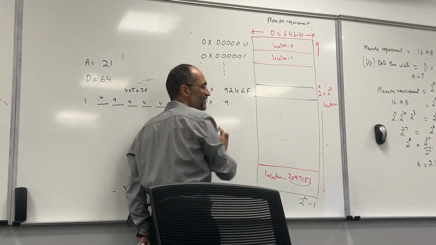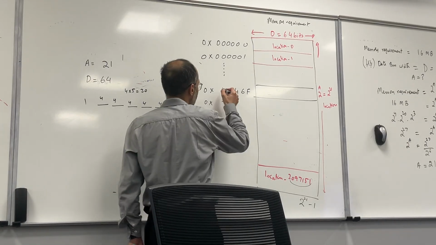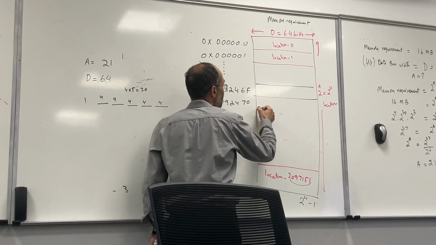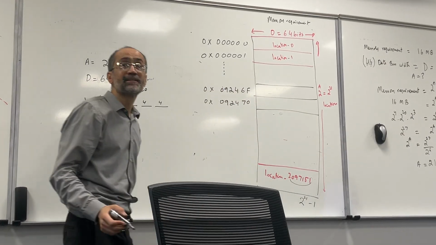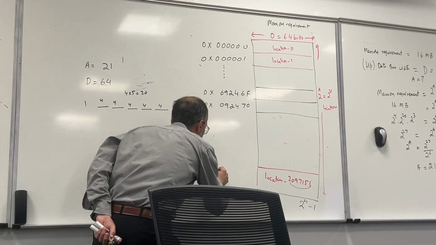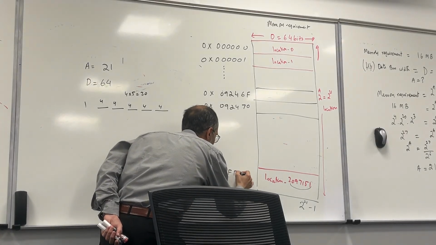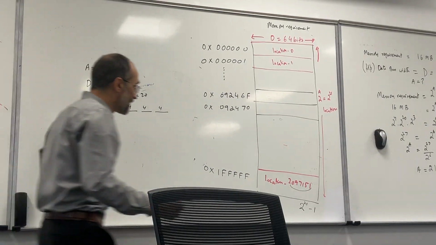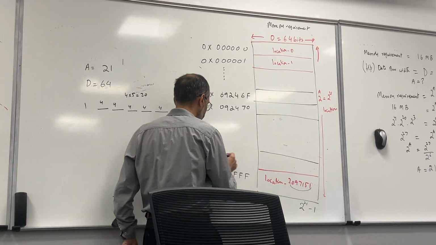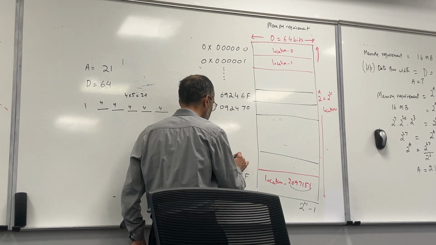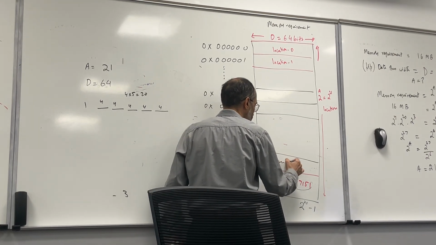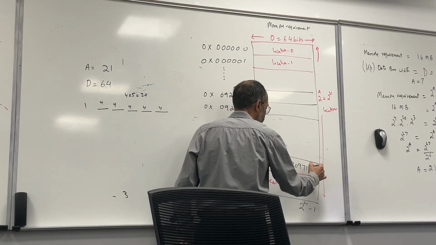Yeah, very good. It means that you are now attentive. So let's assume 0x09247, and what will be the last address? 0x1F. Any question? So now, what will be the second last address? 0x1F, and this will be actually location number 2097150.